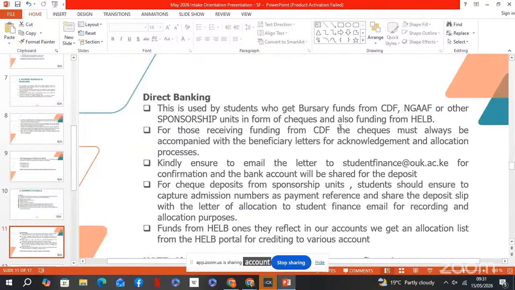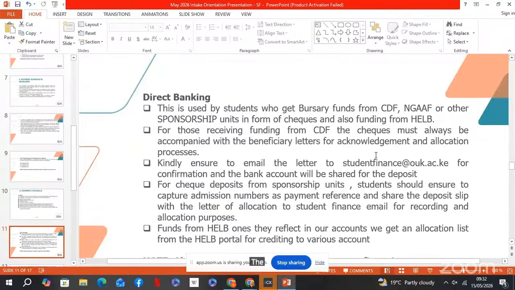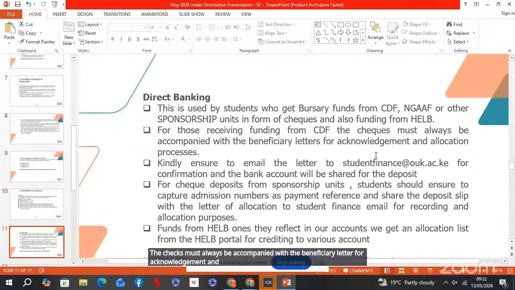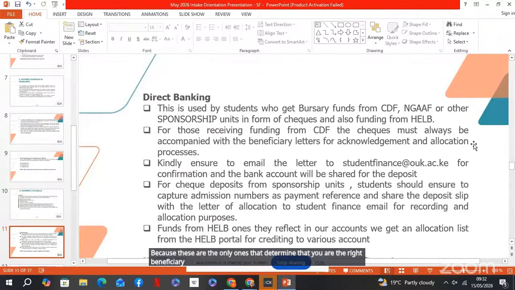And for those receiving funding from CDF, the checks, this is very, very important to note. The checks must always be accompanied with the beneficiary letter for acknowledgement and allocation processes. So if we don't have these beneficiary letters, we won't be able to credit your account, because these are the only ones that determine that you are the right beneficiary of the funds that we have received.